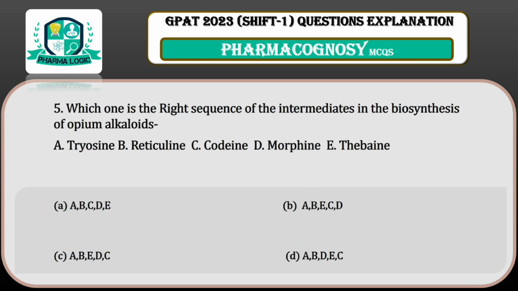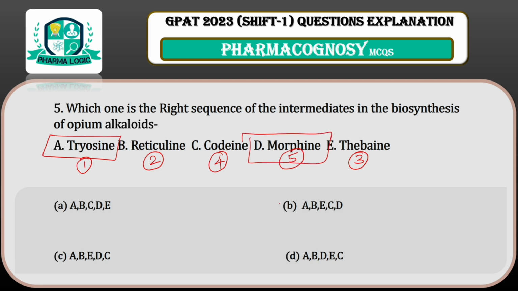Fifth question. Which one is the right sequence of the intermediates in the biosynthesis of opium alkaloids? As I said before, these opium alkaloids are derived from tyrosine. So this is the one. Second, reticuline. Third, thebaine. Fourth, codeine. Fifth, morphine. So option B is the answer.